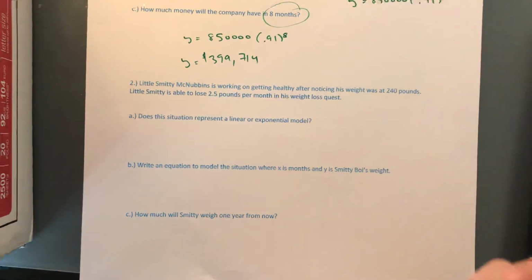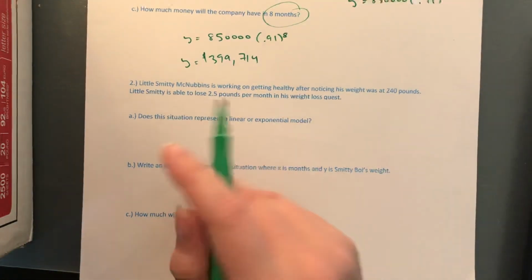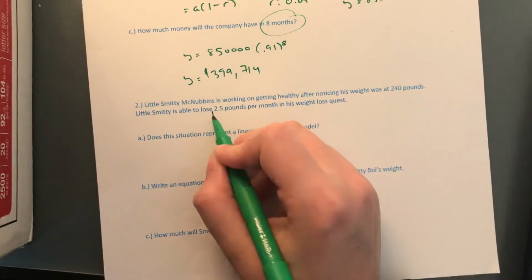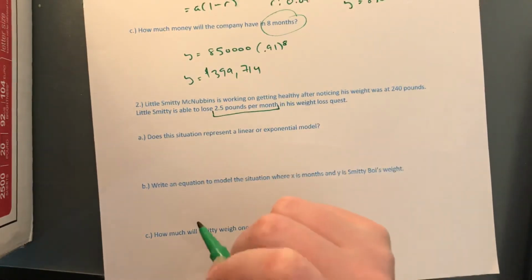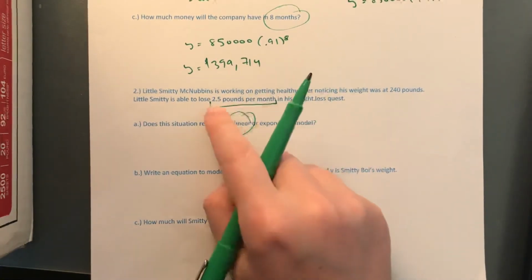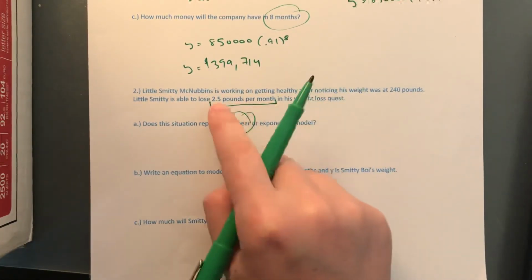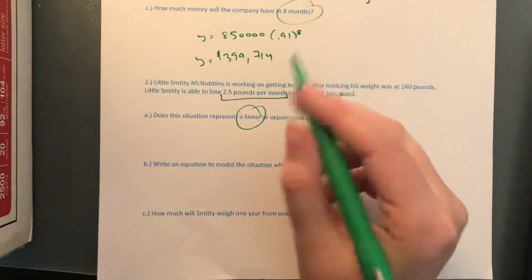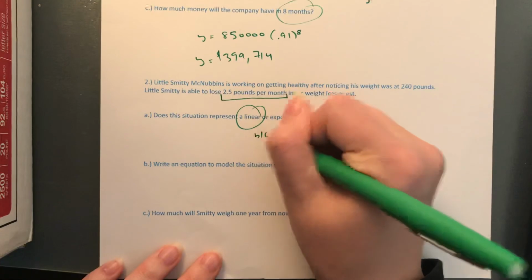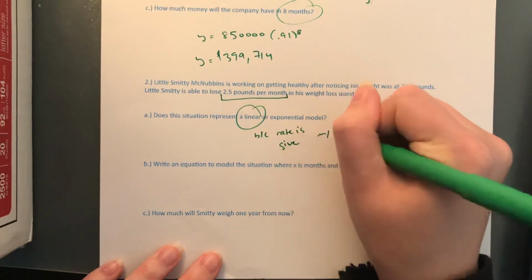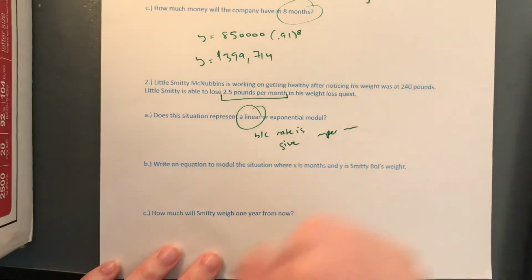So he's trying to lose some weight. He is able to lose 2.5 pounds per month. So here's your rate in his weight loss quest. So this is a good indication that it's linear because it's a certain amount per month. So we're losing the same amount per something. So this is linear because rate is given and something per something.